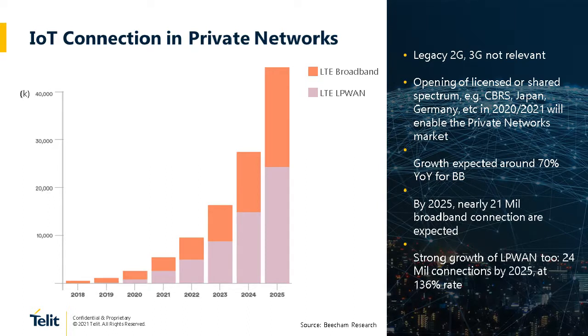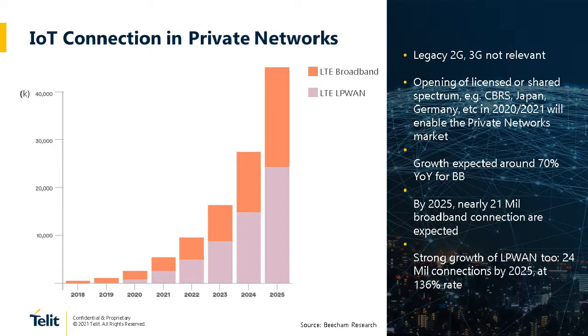Of course, with the opening of licensed or shared spectrum in some markets, like CBRS in the US, or the multifier that will become relevant in Japan but also in Europe, or other initiatives like in Germany, rapid growth of about 70% per year is expected. The research showed that by 2025, nearly 20 million broadband connections are expected to be installed.